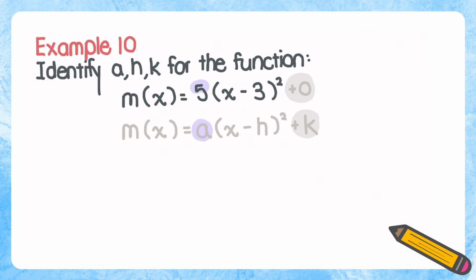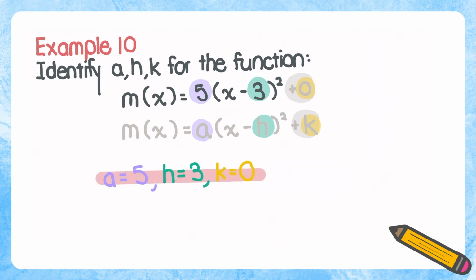So we have that a is replaced by 5, so a equals 5. H is replaced by 3. H equals 3. And in this case, k is replaced by the emptiness, the 0, so k equals 0. A equals 5, h equals 3, and k equals 0. Remember, we use 0 when we see emptiness.